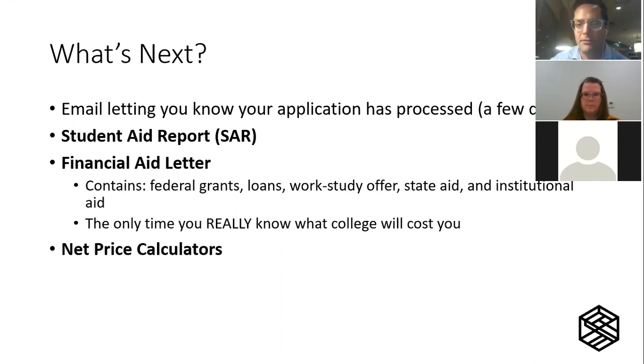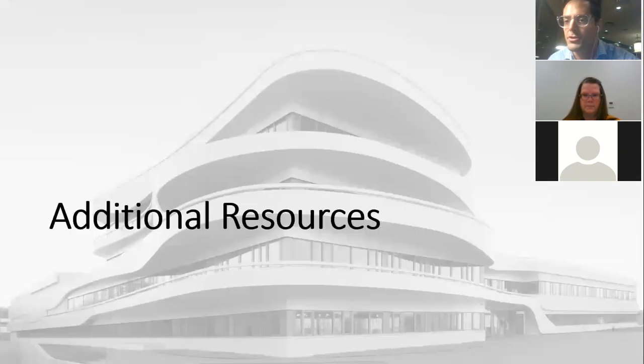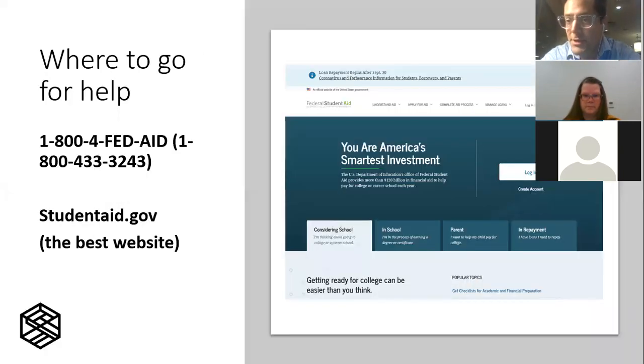So you can enter in your information and the school total cost, and then it will give you more of an understanding of what people in your income bracket pay to go to school. Additional resources, if you need help, there is a helpline that the government publishes for the FAFSA, and so you can call and ask questions.